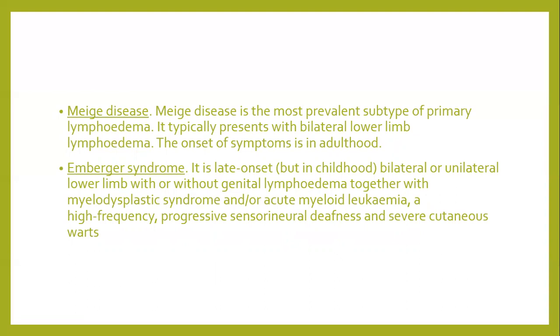Emberger syndrome, as we have mentioned before, is a late onset bilateral or unilateral lower limb edema with or without genital lymphedema, together with myelodysplastic syndrome and/or acute myeloid leukemia, high-frequency progressive sensorineural deafness, and severe cutaneous warts. So, Emberger syndrome is a syndrome in which bilateral or unilateral lymphedema is associated with serious blood-borne malignancies like myelodysplastic syndrome and myeloid leukemia.